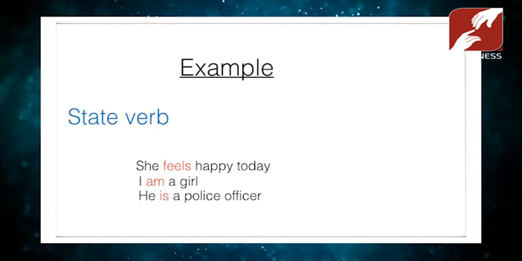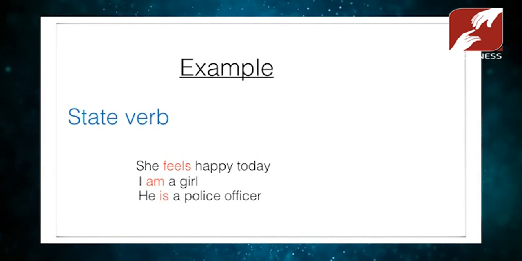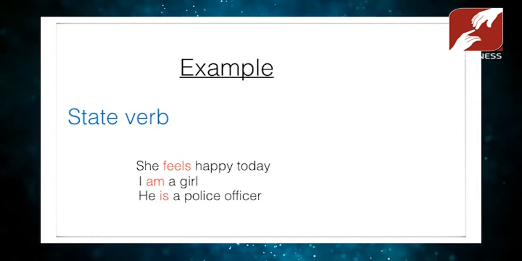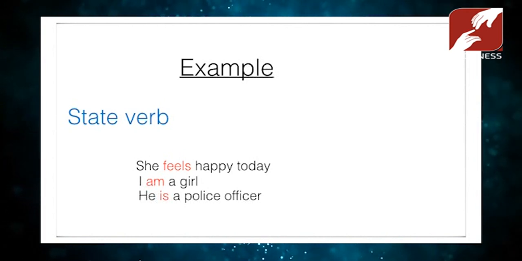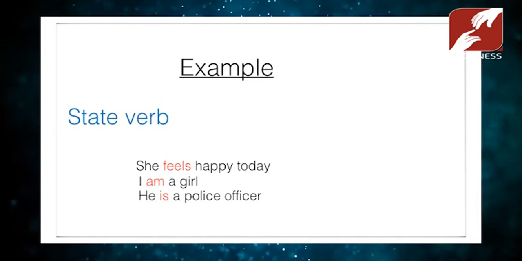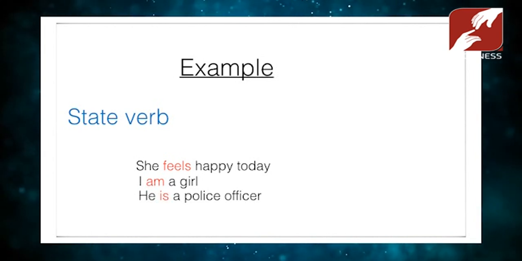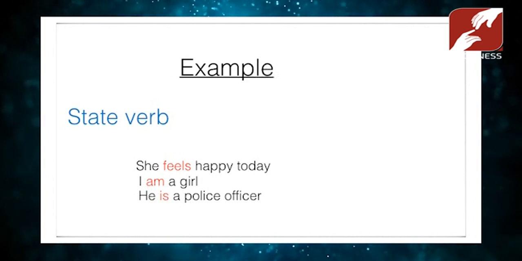Second example: I am a girl. See, I am a girl. Which is the verb over there? Am. Why? Because this "am" just focuses on that particular statement, whether it's a boy or a girl. So, am is the verb.